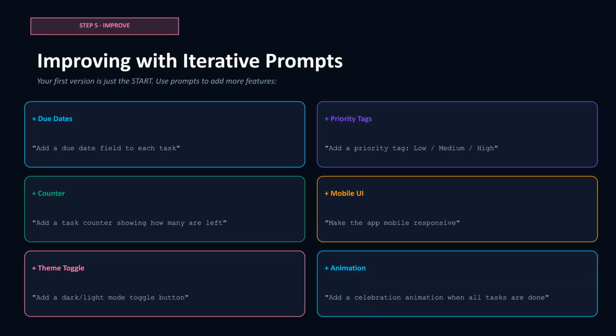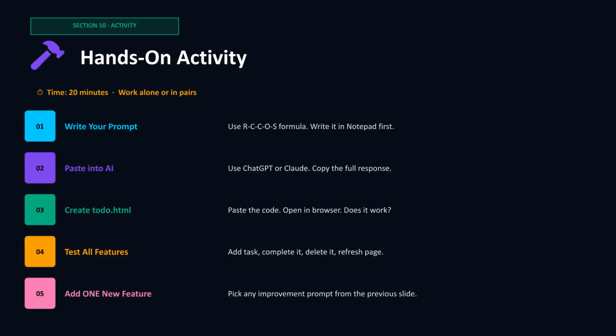Your first version is just the starting point. You can continue to improve your application by using iterative prompts. Whether you want to add due dates, priority tags, counters, mobile responsiveness, or animations, you can build them all by simply adding more prompts.